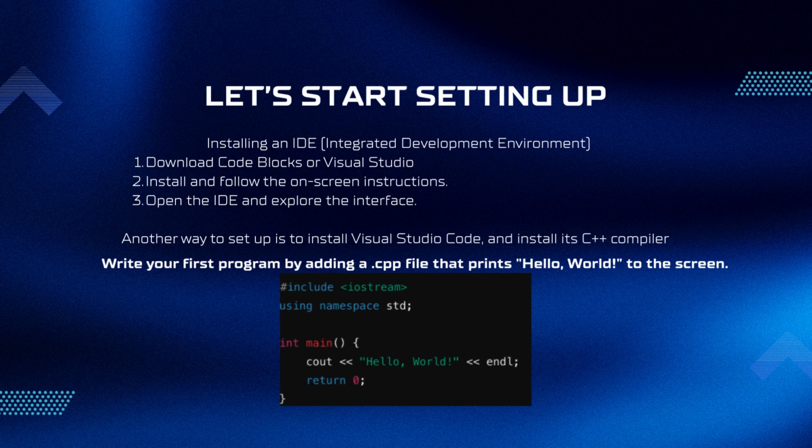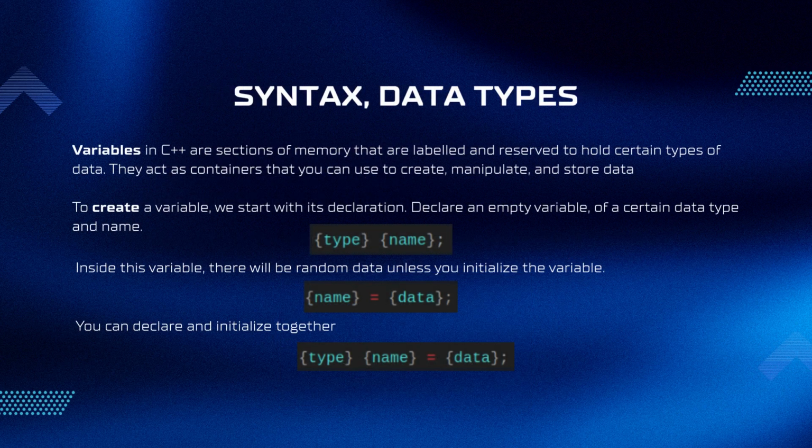It's good practice to include a return statement even if there's nothing to return, like in this case, we write return 0. Variables in C++ are sections of memory that are labeled and reserved to hold certain types of data. They act as containers that you use to create, manipulate, and store data. To create a variable, you start off with a declaration. You declare an empty variable of a certain data type with a name. Inside this variable, there will be random garbage data unless you initialize the variable.